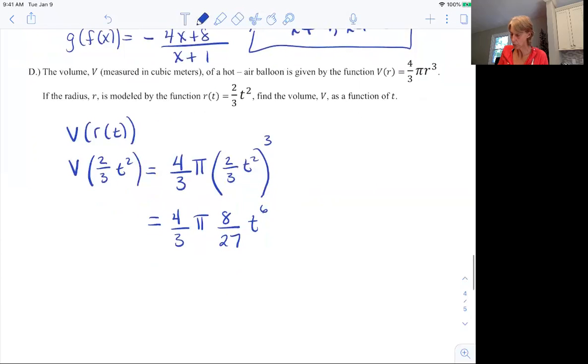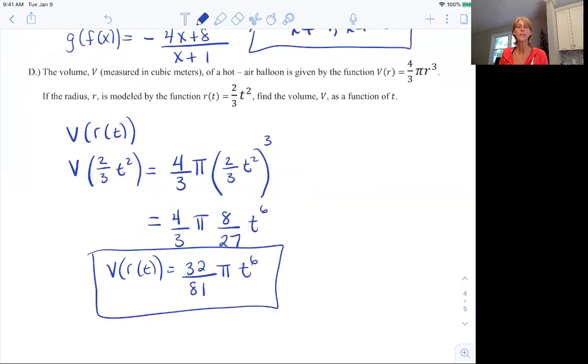Now we're going to do one more little short cleanup here. 4 times 8, 32. 3 times 27, 81. Pi t to the 6th. So you could now have a function, right? This is actually V of t. Okay, we can get the volume by evaluating it by plugging in time.